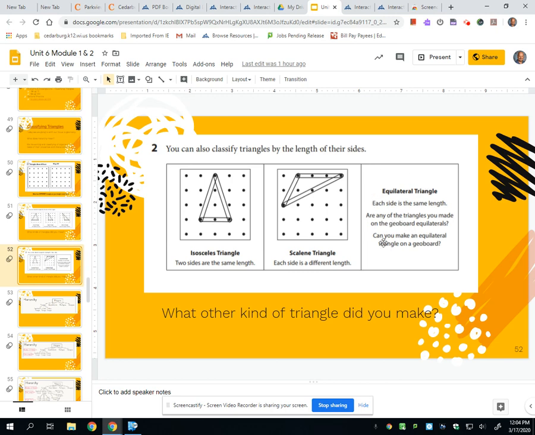All right. So an equilateral triangle is going to have all sides the same, and actually it's going to have all angles the same. They're all going to be right at 60 degrees. So it's going to be an acute triangle, and all sides are the same.